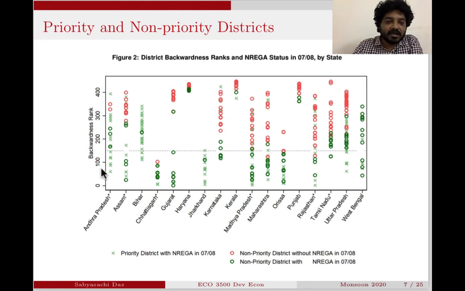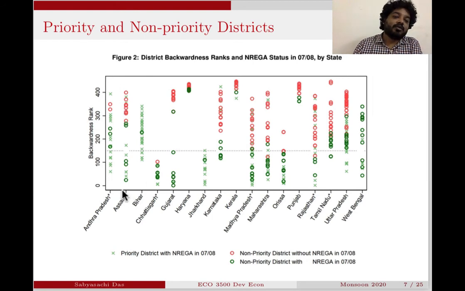Now you see the green cross ones are all over the place for a given state, because they are the priority districts. There are priority districts all over the backwardness ranking, because backwardness ranking was not used to select the priority districts into NREGA. All the priority districts are selected into NREGA by phase 1, by phase 2. So you see a wide variation.